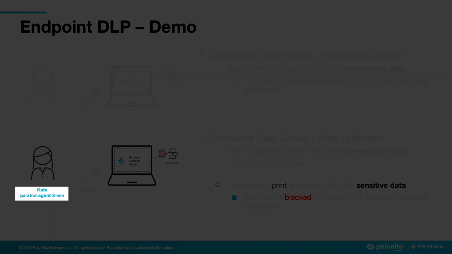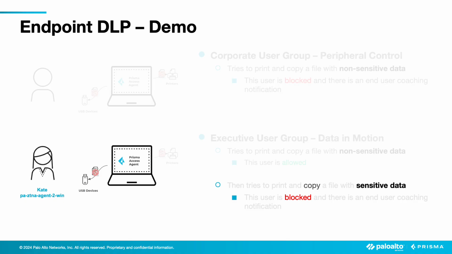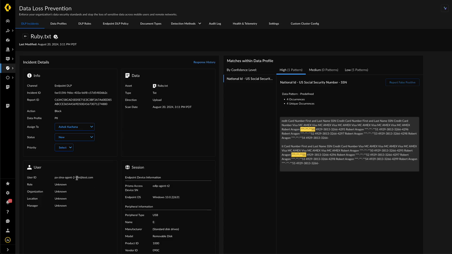Next incident is the data in motion control for Kate with username PAZTNA Agent 2Win, blocking the printing of a document containing sensitive data. The final incident is the data in motion control for Kate with username PAZTNA Agent 2Win, blocking the copying of a document containing sensitive data to a USB drive.